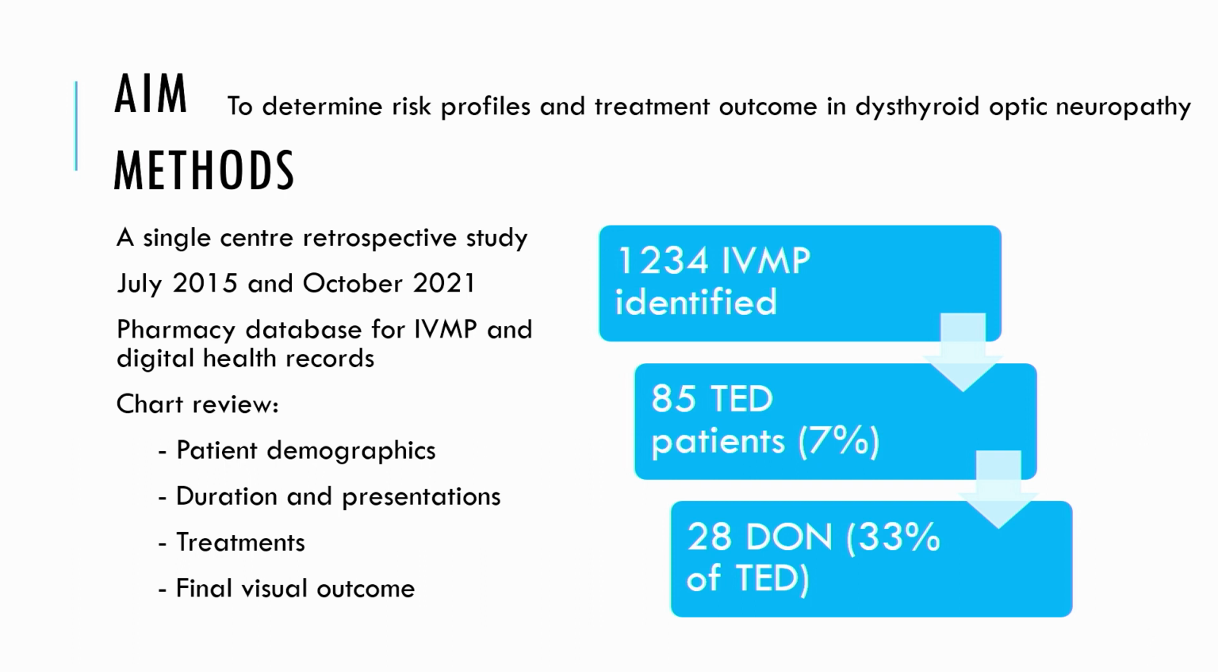3 to 5% of thyroid eye disease patients will develop sight-threatening complications, most commonly due to dysthyroid optic neuropathy. As there is no clinical trial data to guide us, the best treatment strategy for DON remains unclear. Corticosteroid is currently the first-line treatment in DON in our center, typically given at 1 gram per day for 3 consecutive days or alternate days, and observation for 2 weeks to consider if urgent orbital decompression is required. This study aimed to determine the risk profiles and treatment outcome in DON using this treatment regimen at the Royal Victorian Eye and Ear Hospital.